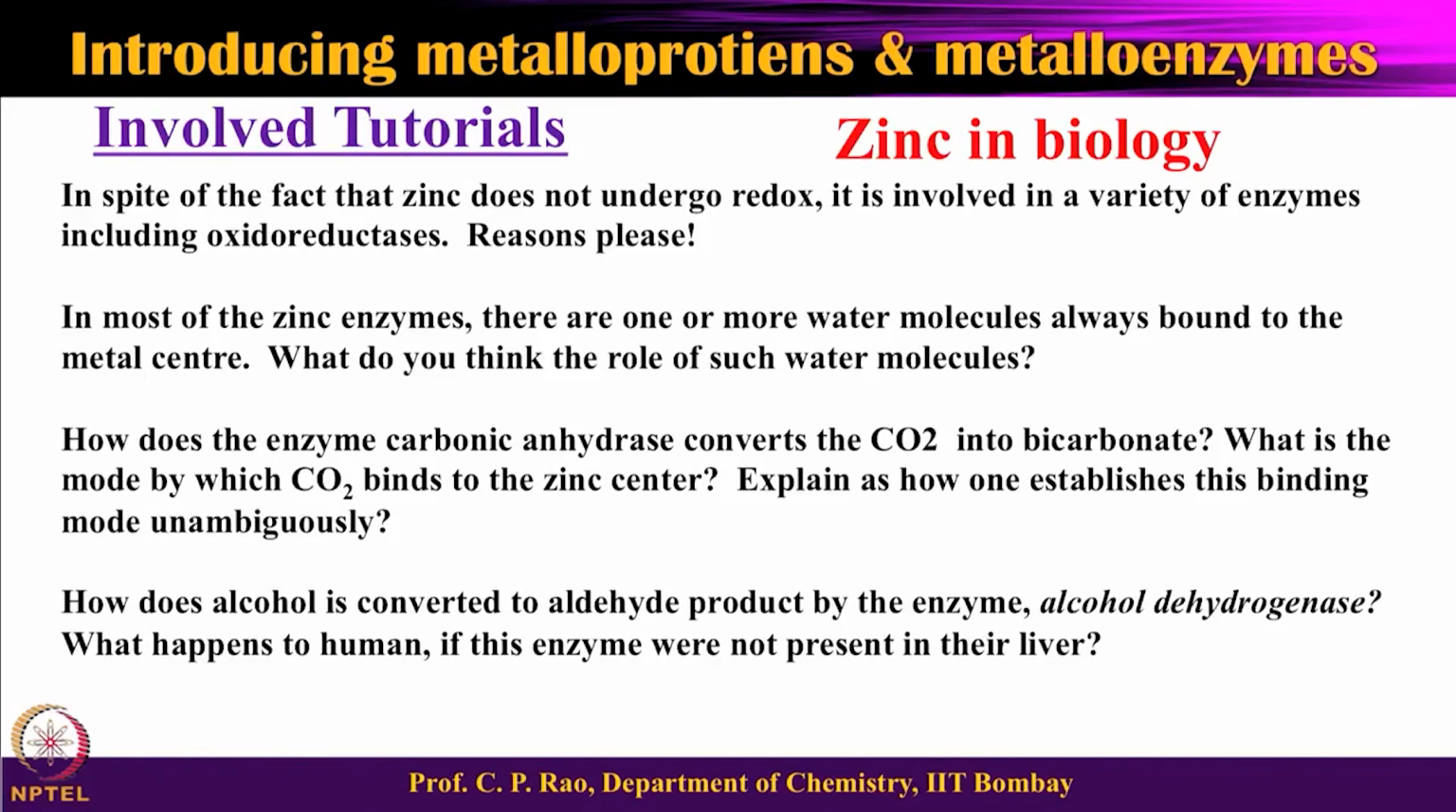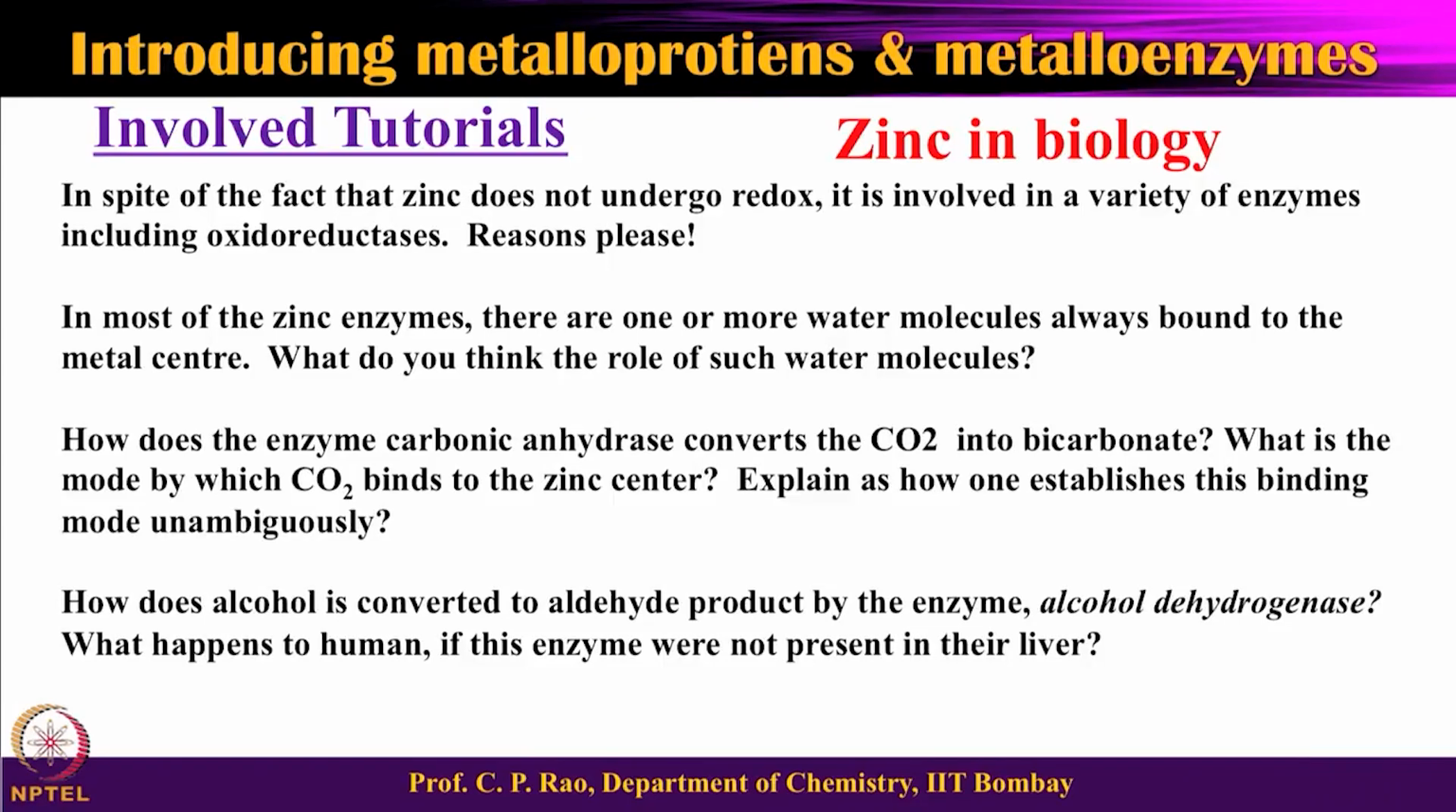In spite of the fact that zinc does not undergo redox, that means zinc 2 plus does not go to 3 plus, does not go to 1 plus, it is involved in a variety of enzymes including oxidoreductases. There are a lot of enzymes known, hydrolytic type, redox type. It does not undergo redox, but the reaction product has oxidation reduction. How is that possible?